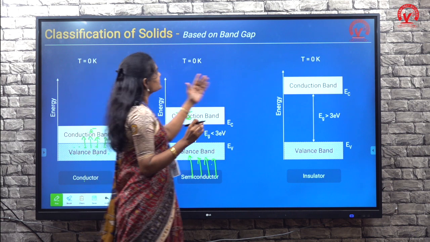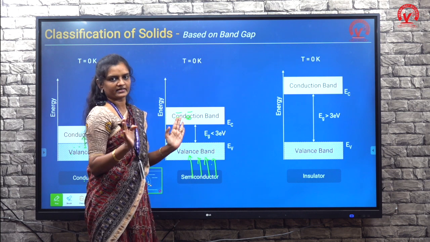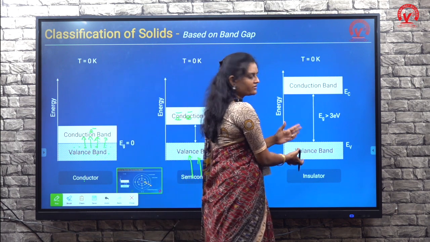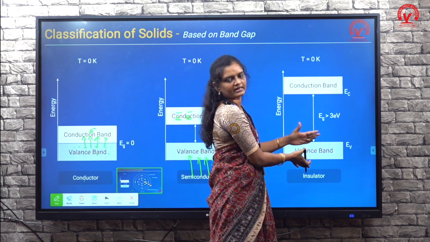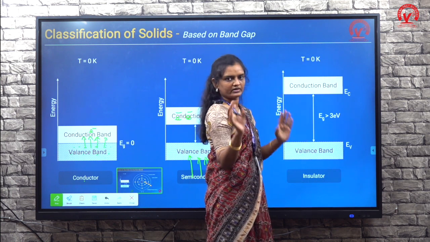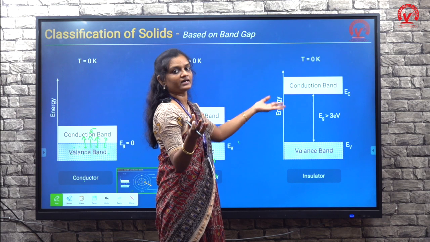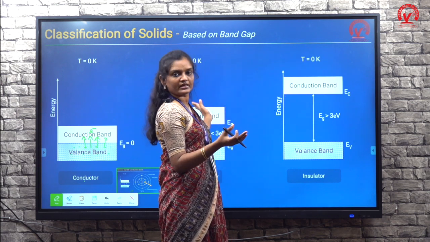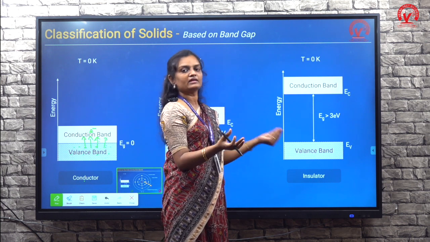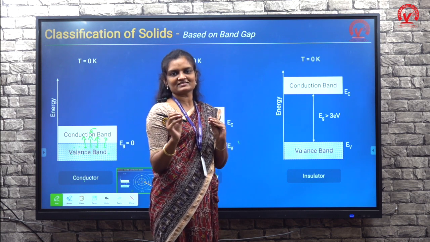And the third one is an insulator. We know that an insulator does not conduct current. At T equal to 0 Kelvin, the valence band is always completely filled by valence electrons and the conduction band is empty. If you want to make an insulator a semiconducting material, we need to give more heat energy, thermal energy, to the material. Thermal is nothing but heat energy.